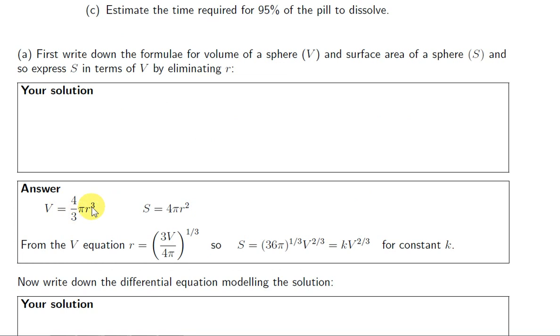Now the volume of a sphere is 4/3 pi r cubed. The surface area of a sphere is 4 pi r squared. We can get S in terms of V by writing r in terms of V in this first equation. So we multiply both sides by 3 over 4 pi, and take the cube root, which is the same as raising to the power of a third. So r is 3V over 4 pi to the power of a third. Next we plug this into r for the surface area.